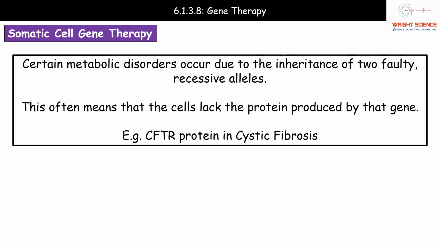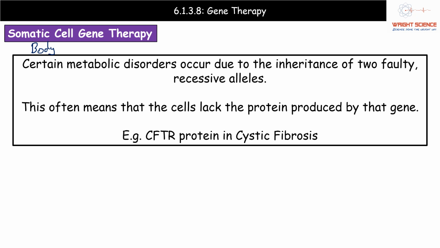When it comes to ways to approach gene therapy, we've got two ways that you need to know about: somatic cell gene therapy and then the germline gene therapy. So let's start off with the somatic cell gene therapy first of all. Now, hopefully we remember that where we're talking somatic cells, those are basically the normal body cells.